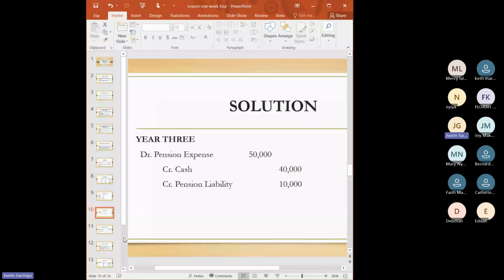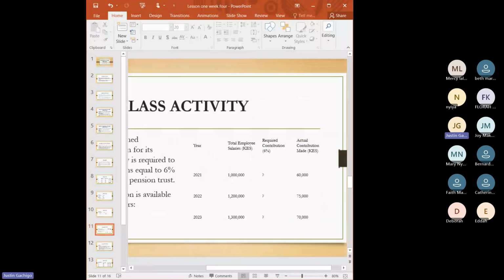So going back to our example here, let us do the last one for 2023, and we see whether we can get it. Get the required pension, then get the actual, get either the under or over accrual. Can I try? Yes, try. So our required is supposed to be 78,000. Good. And we've paid 70,000. So we have a deficit, a liability of 8,000. So we debit 78,000 pension expense. We credit the 70,000 as cash, and we credit our pension liability of 8,000.